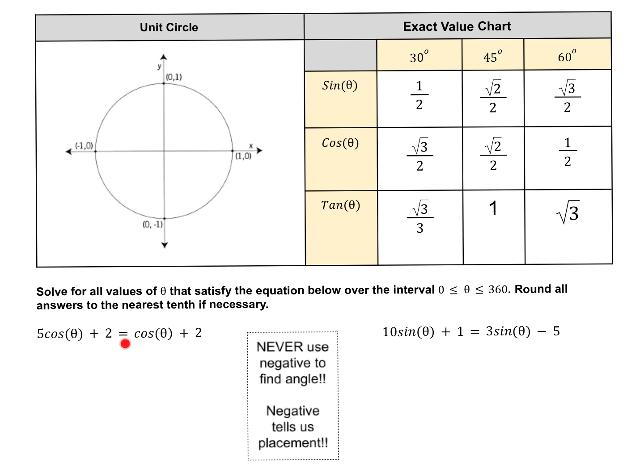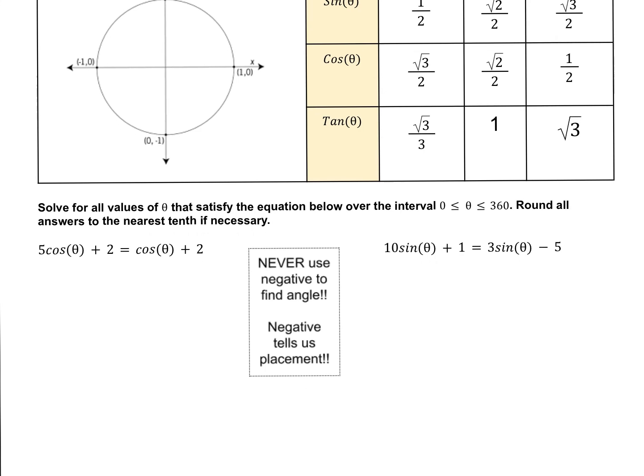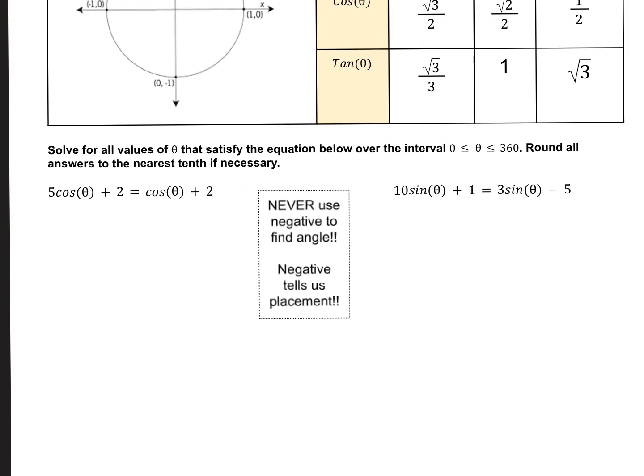Why? Because there's an equal sign and we're trying to solve for theta that satisfies the left side and the right side. And we want to find that theta over the interval from 0 to 360. And we want to round all of our answers to the nearest tenth if necessary. So you want to treat trig equations honestly like regular equations.